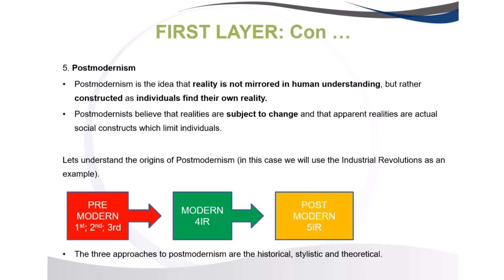But basically, when you look at postmodernism, those people believe that realities are subject to change and that apparent realities are actual social constructs which limit individuals. The other aspect about postmodernism is the idea that reality is not mirrored in human understanding, which we have spoken about.